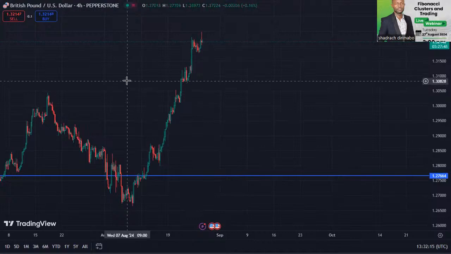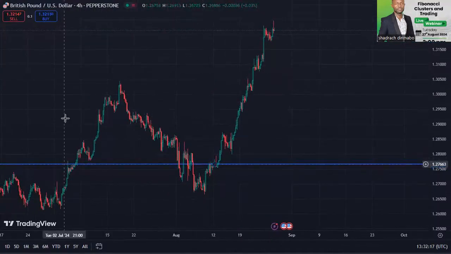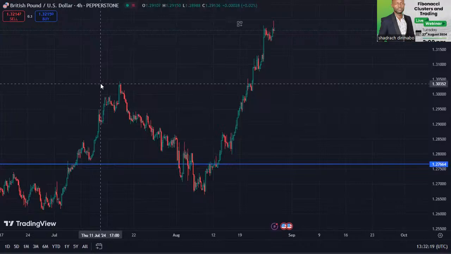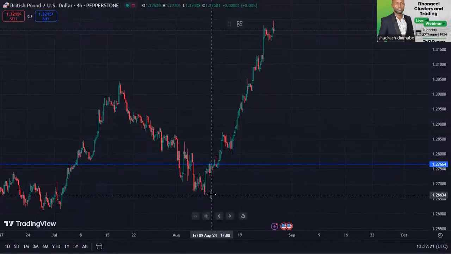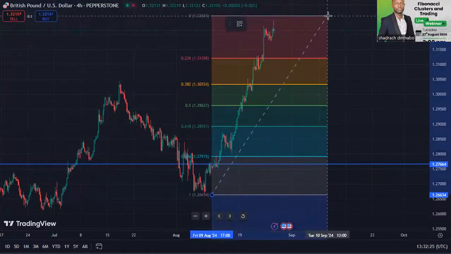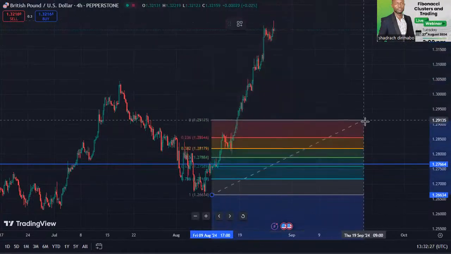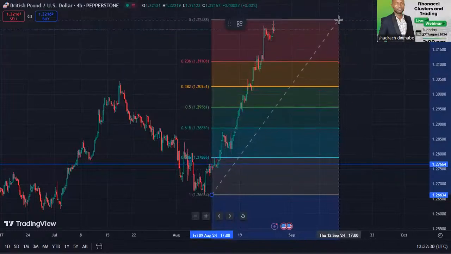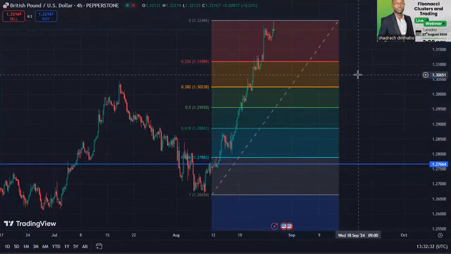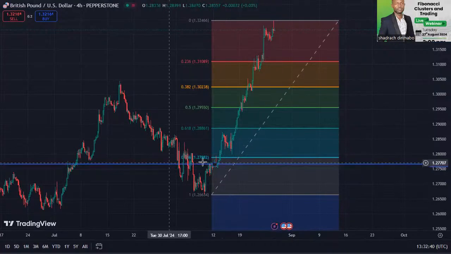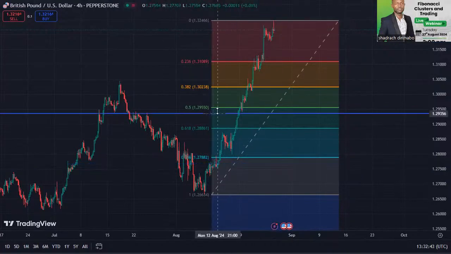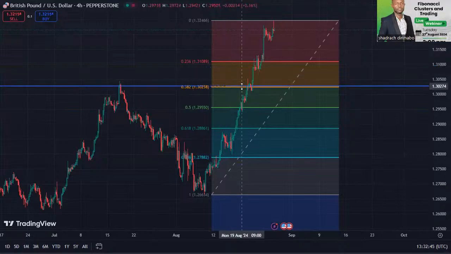Now, first, I want to bring my Fibonacci 2. I'm putting it here, and I drag to where the market is currently. Now we've done that. So the next thing is that we want to map out our levels.